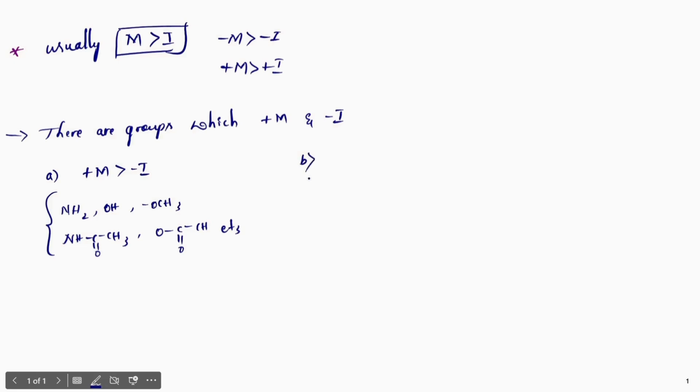Consider another case, in the case of halogens. What happens? Negative inductive effect takes the preference over the positive mesomeric effect, in the case of fluorine, chlorine, bromine and iodine. In the case of halogens, negative inductive effect takes the preference over positive mesomeric effect.